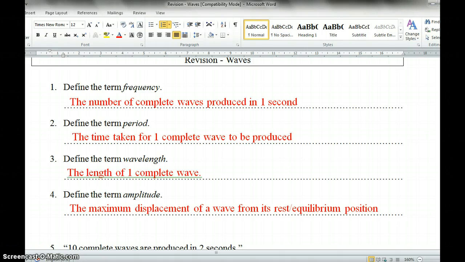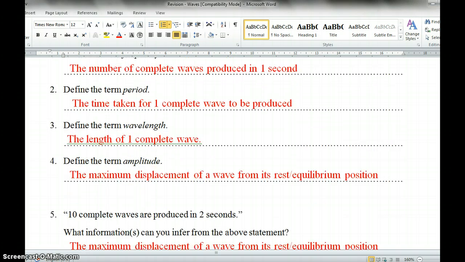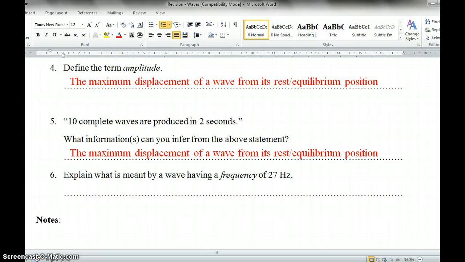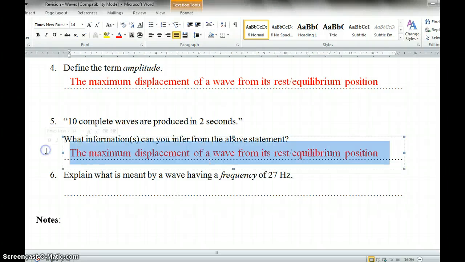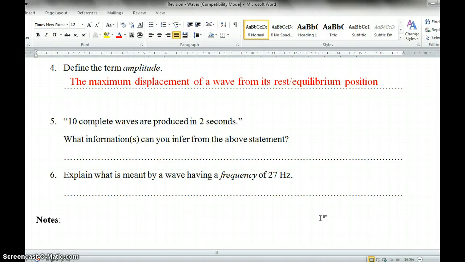You need to know the definitions for at least these 4 terms: frequency, period, wavelength, and amplitude. Because if you do not know these definitions, it will be impossible for you to solve question 5. Now, question 5 answer is wrong. I've not typed in the answer yet. Now, let's go to question 5.